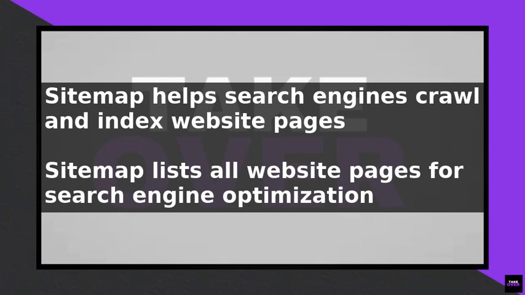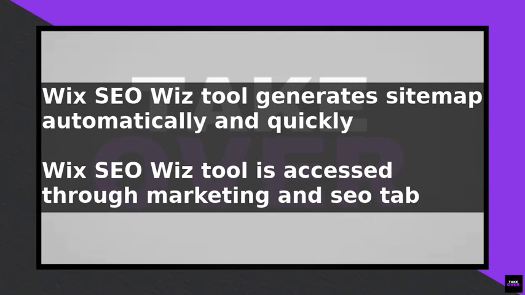and index your site. Method 1 is to use the Wix To Wix tool. To do this, log into your Wix account and go to the Wix dashboard. Click on the Marketing and SEO tab and then select the To Wix tool. Follow the prompts to set up the To Wix and it will automatically generate a sitemap for your website.